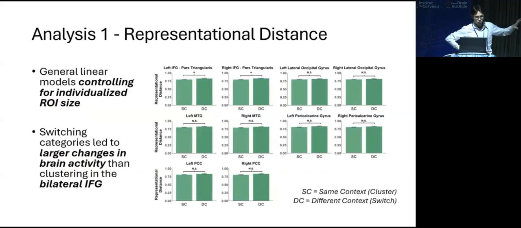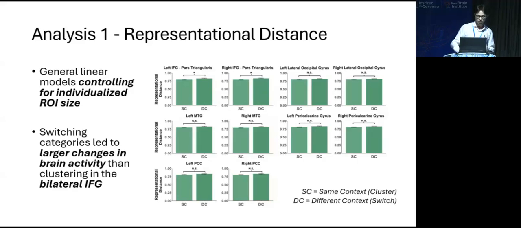So here's the first analysis that we ran on the representational distance scores. We found that only in the bilateral inferior frontal gyrus, the pars triangularis portion, was this representational distance higher in the switching trials as opposed to clustering trials. What this indicated is that the bilateral IFG is sensitive to clustering and switching in some capacity, as it represents these more distantly, at least switching, from the first creative word associations as opposed to the clustering trials.